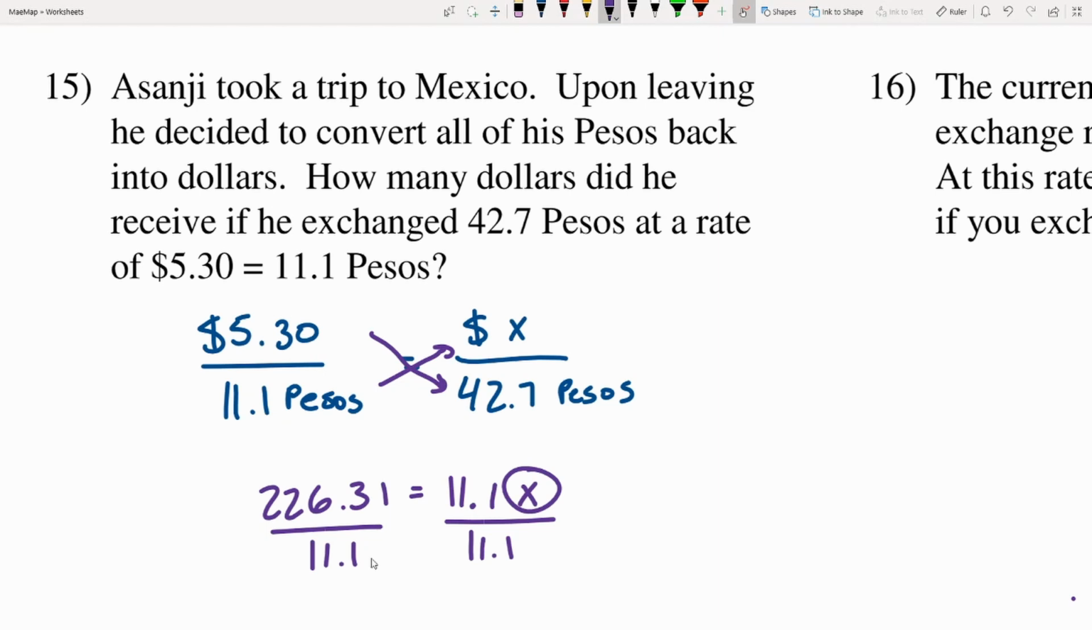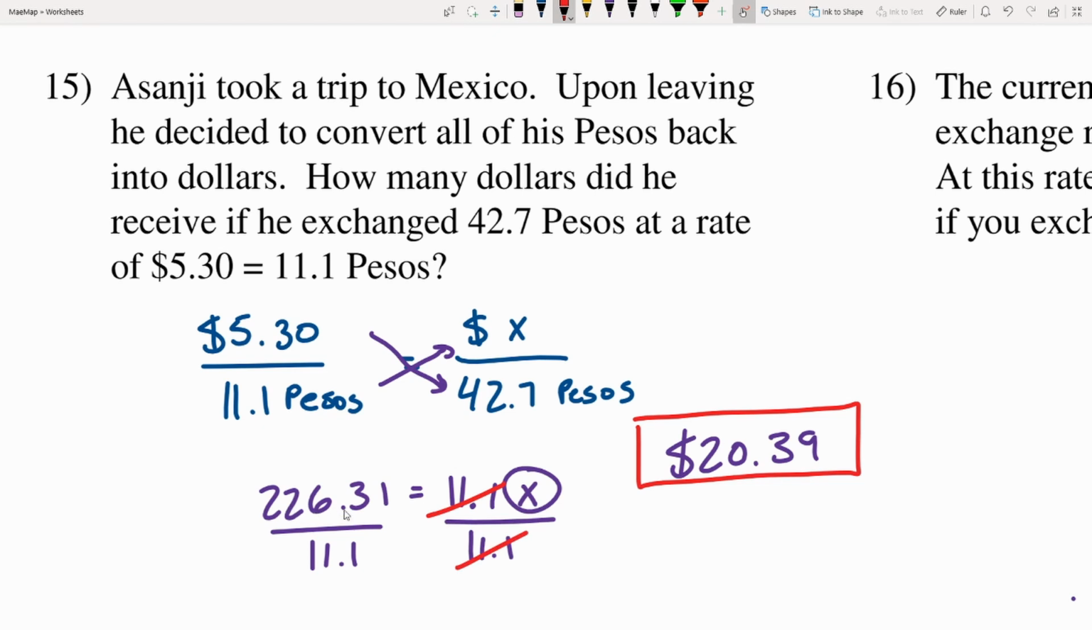20.388, which, if I'm trying to find the dollars, they told us to round to the nearest cent, so I'm going to round to 20.39. So this is going to be $20.39. And again, that's because 226.31 divided by 11.1 gives me $20.39 after rounding.